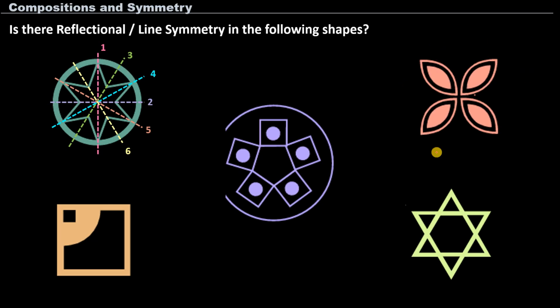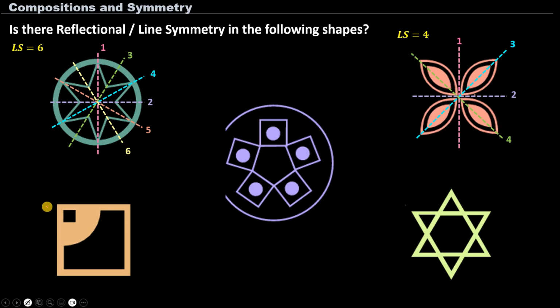Going over to the butterfly looking shape, we could go once down the middle, once across the side, and then once through each of the petals, and that would perfectly mirror the shape onto itself. So this one has 4 in total.